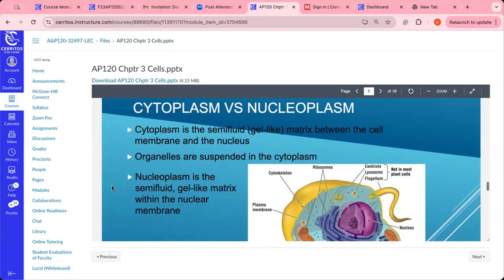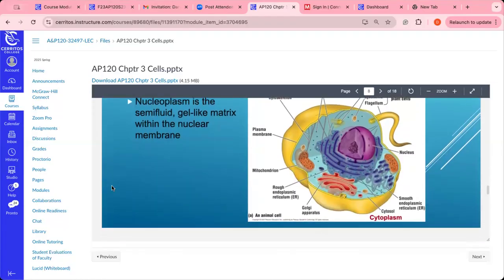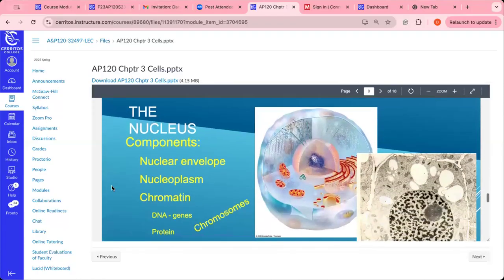So organelles like the centrioles, the ribosomes, the mitochondria, they're in the cytoplasm. Nucleoplasm is the semi-fluid gel-like matrix within the nuclear membrane. Now, what does the nucleoplasm contain? So this is inside the nucleus. What does the nucleus contain? Well, it has the nuclear membrane, and it has the nucleoplasm.